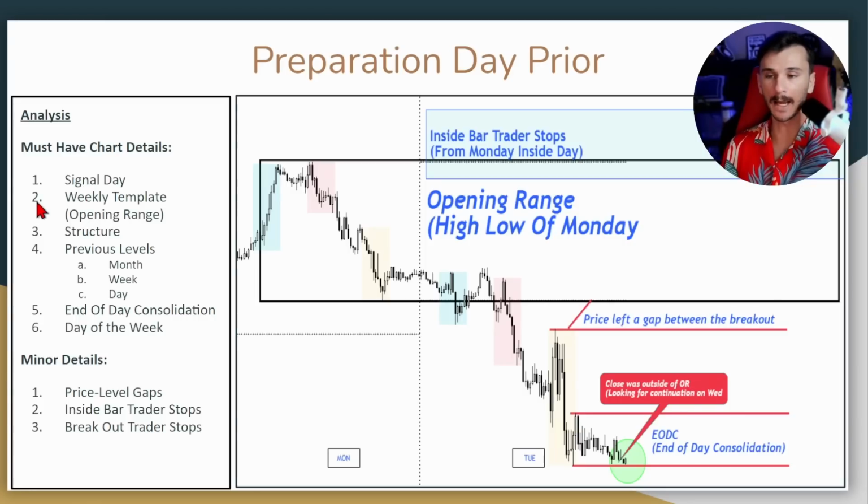I also look at the weekly template. I'm going to draw out my opening range. That is the high and the low of Monday. I'm going to see, was Monday an inside day? Yes or no? In this case, yes it was. Okay, so I can annotate that.